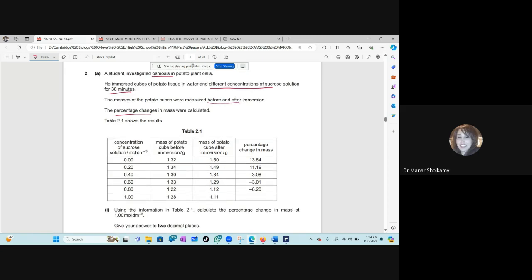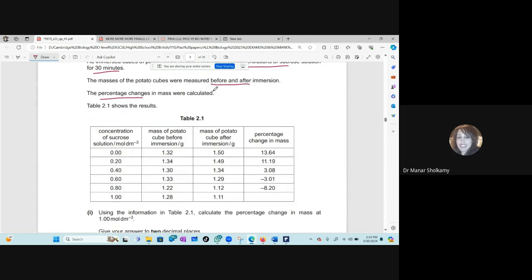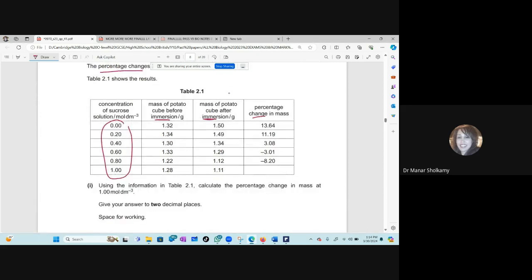I assume that you are very familiar with that. Look at the table. You have different concentrations here. Mass of the potato at the beginning, mass of the potato at the end, and the percentage change. Of course, they will tell you to calculate the percentage change here. How will you do it? Percentage change.